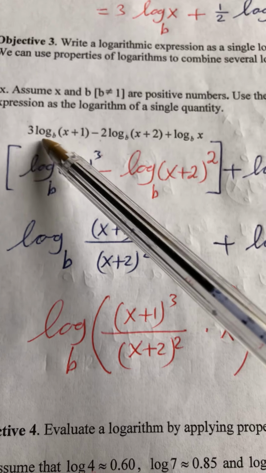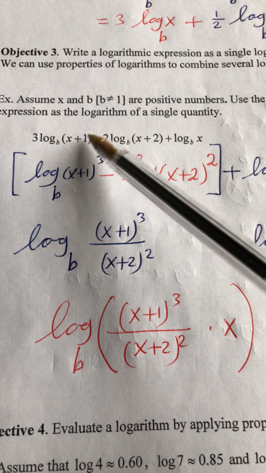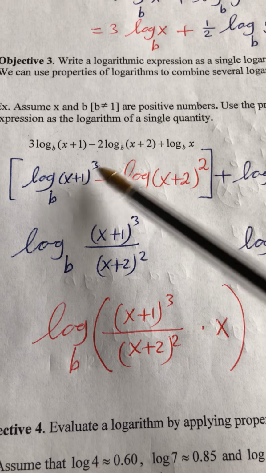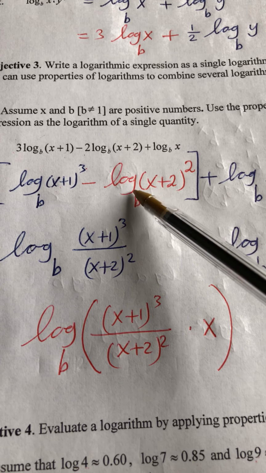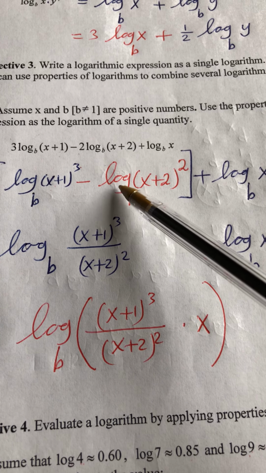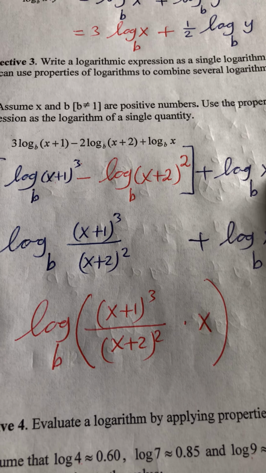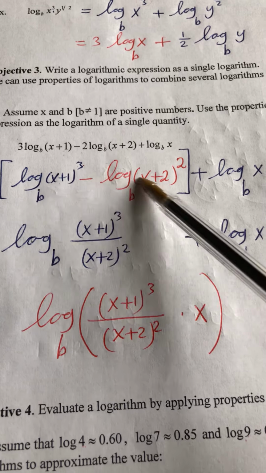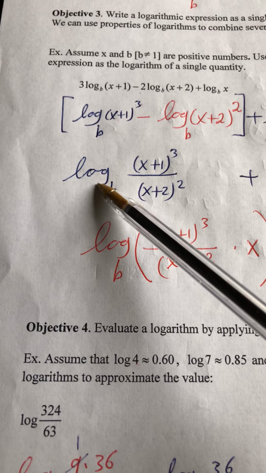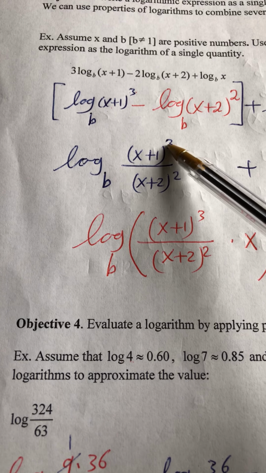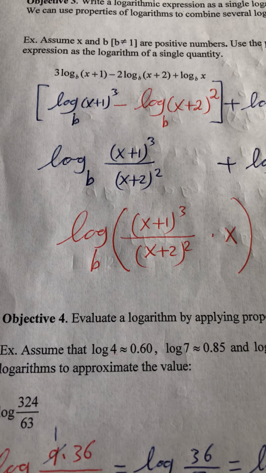So here 3 times log, this 3 is the power for x plus 1, so we can rewrite it as log of the power. Minus 2, this 2 is also the power for x plus 2. We can rewrite it as log of x plus 2 squared, plus log x. Now the difference of 2 logs is the log of the quotient. We can rewrite it as log of x plus 1 cubed over x plus 2 squared, plus log x.